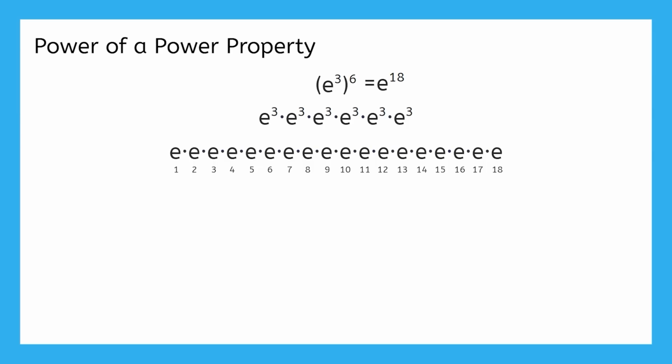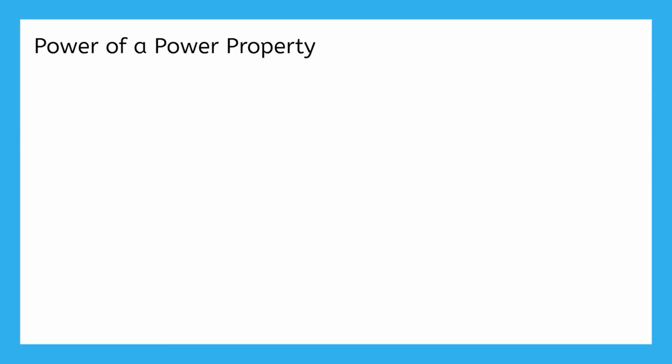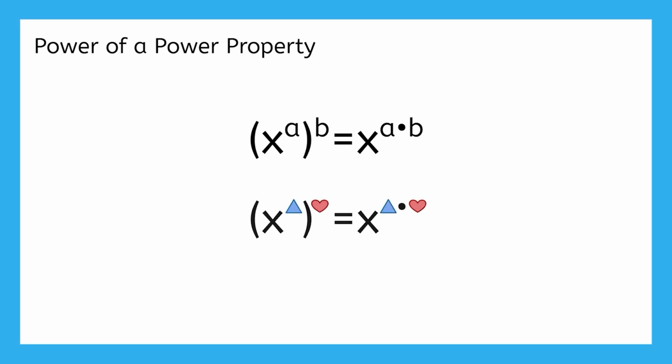The formula for the power of a power property is: x with some exponent a raised to the power of another exponent b can be simplified to a single instance of x with an exponent of a times b, the product of the original exponents. Remember, you can write the formula in whatever way feels best for you. Here's the same property formula shown with shapes instead of variables. And with that, we're ready for level 3 of Power Play.